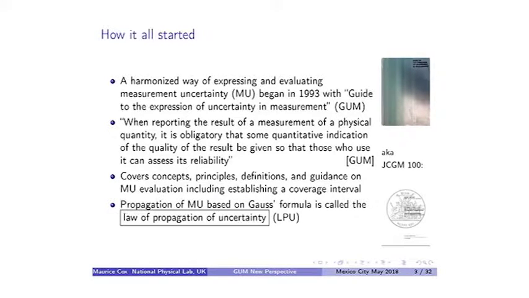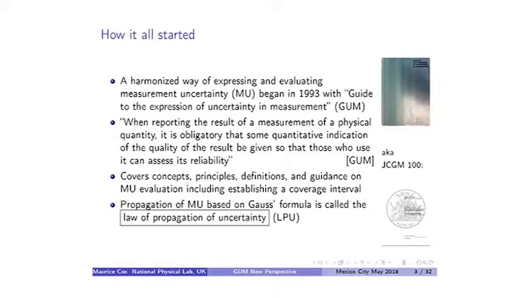How did it all start? Well, as I mentioned, it started in 1993, when a harmonised way of expressing and evaluating measurement uncertainty was issued in print: the Guide to the Expression of Uncertainty in Measurement, the GUM. And the GUM says, I quote, "When reporting the result of a measurement of a physical quantity, it is obligatory that some quantitative indication of the quality of the result be given so that those who use it can assess its reliability."